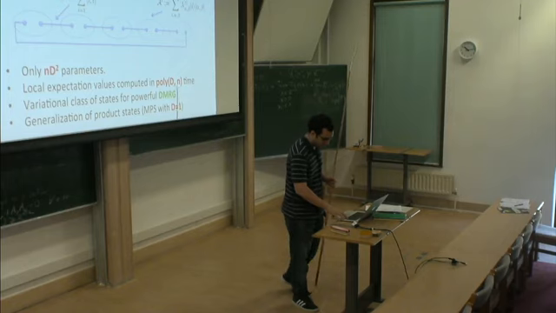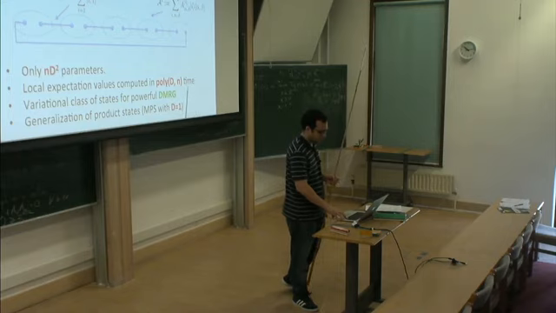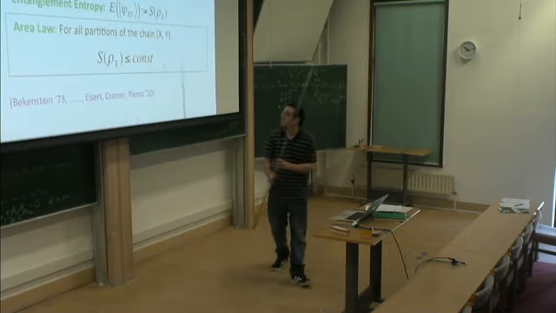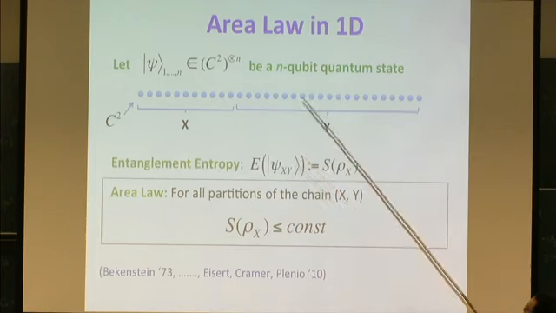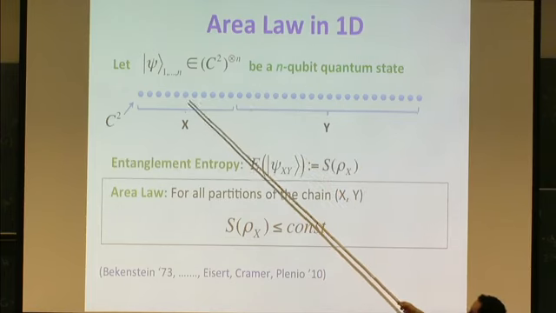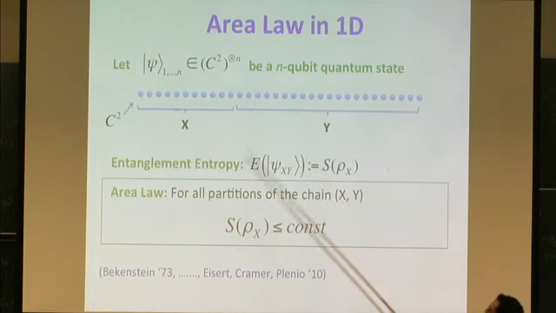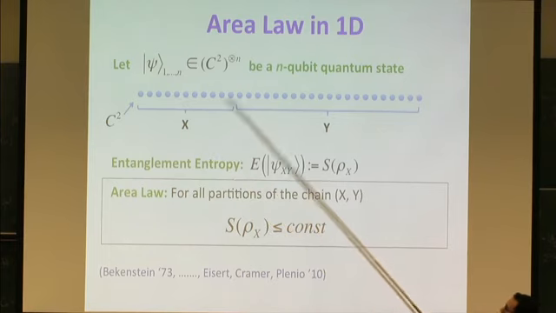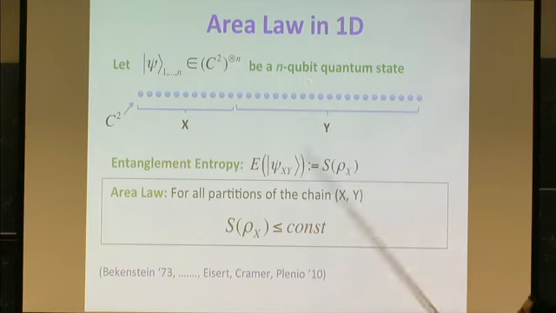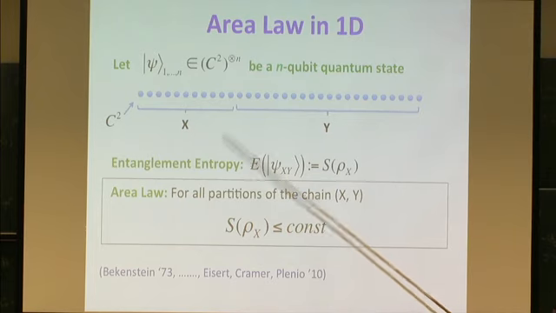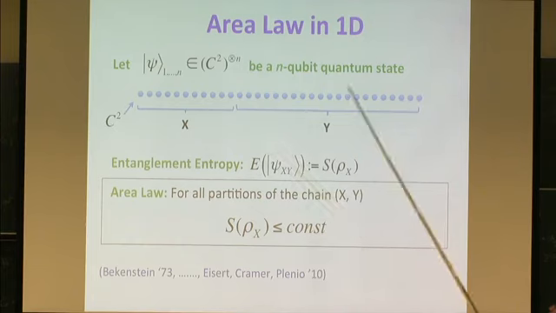Okay. All right. One property that is interesting on its own, but is also very related to this class of states, is the area law. The area law in one dimension is the following property. Suppose we have our chain of particles, and then we split it into two big chunks, x and y. Then we can see how entangled x is with y, right? And because it's a pure state, it's pretty easy to measure entanglement.